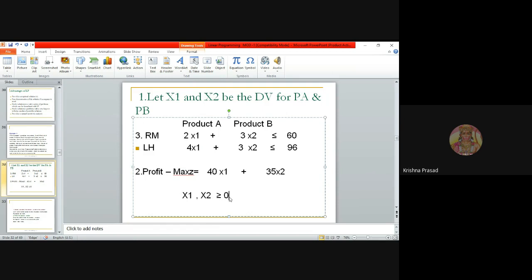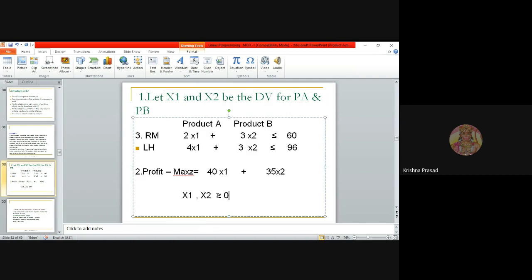Greater than or equal to 0. Less than 0 means it is minus, or not? Yes, sir, it is negative. When non-negative variable means it does not have any negative value. So x1 variable and x2 variable should have positive values only. If x1 variable and x2 variable are having negative values, how can you increase the profit? So it is only in the positive quadrant.